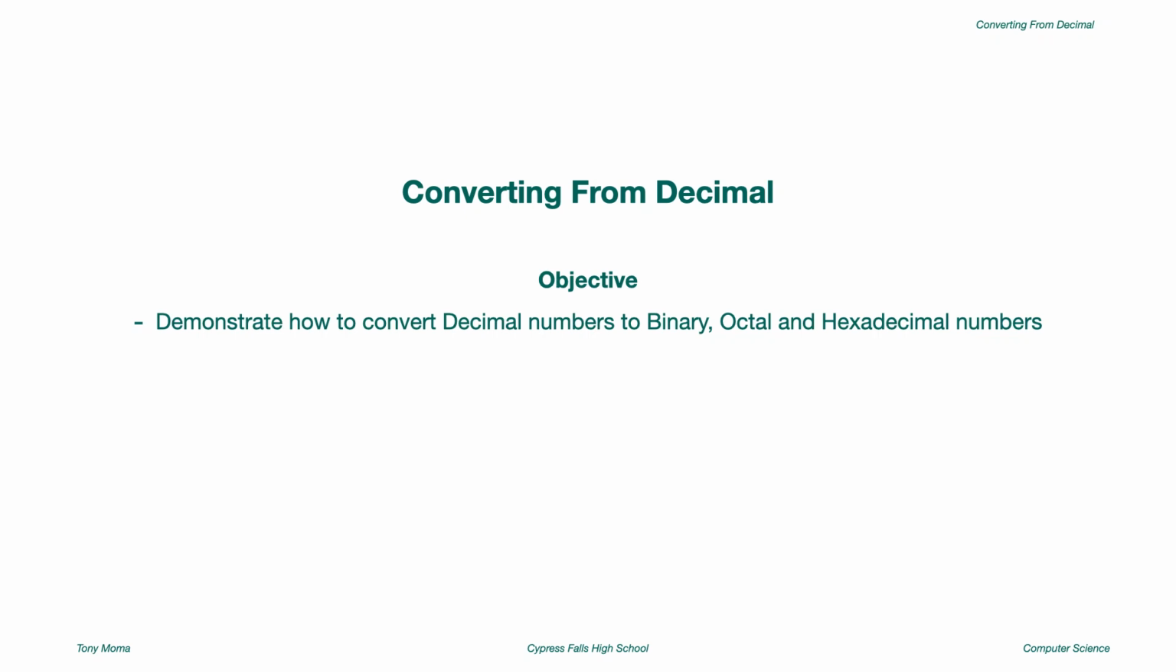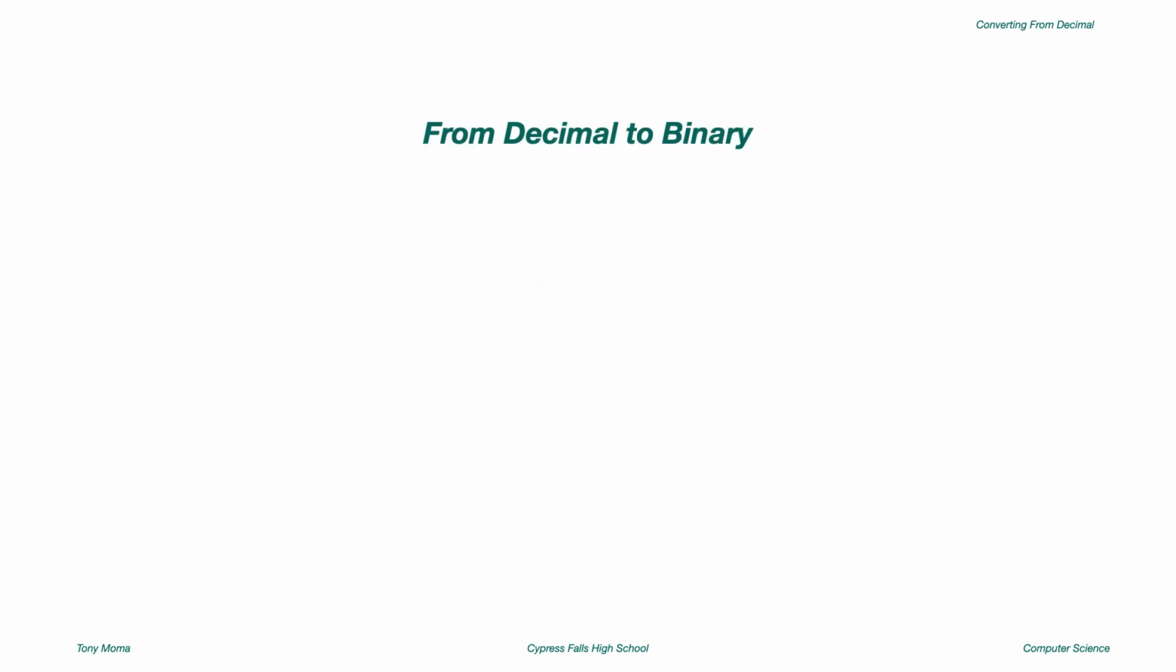Converting from decimal. In this video, we will demonstrate how to convert decimal numbers to binary, octal, and hexadecimal numbers. We'll start by converting from decimal to binary. The first number we'll convert is 14. Since we're converting to binary, we'll need to construct a binary table.